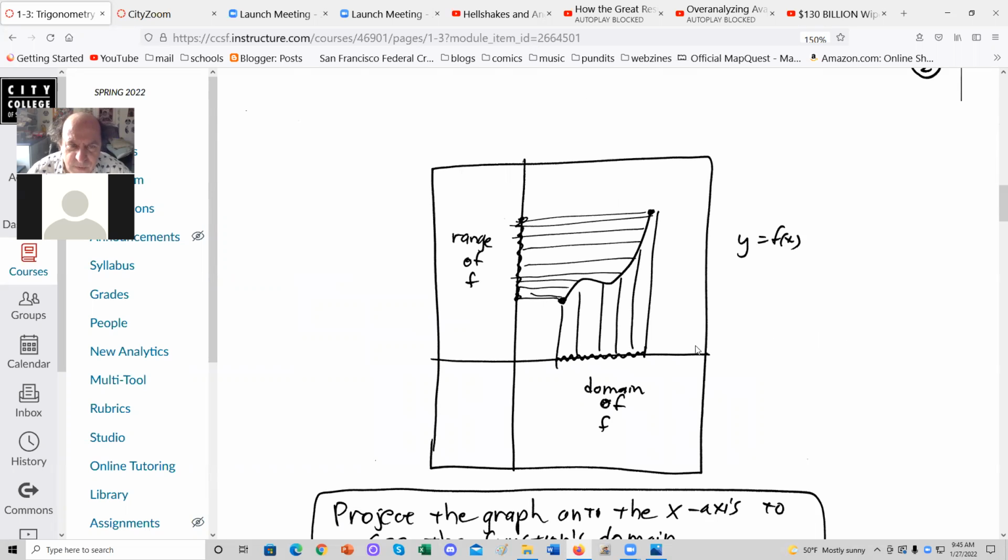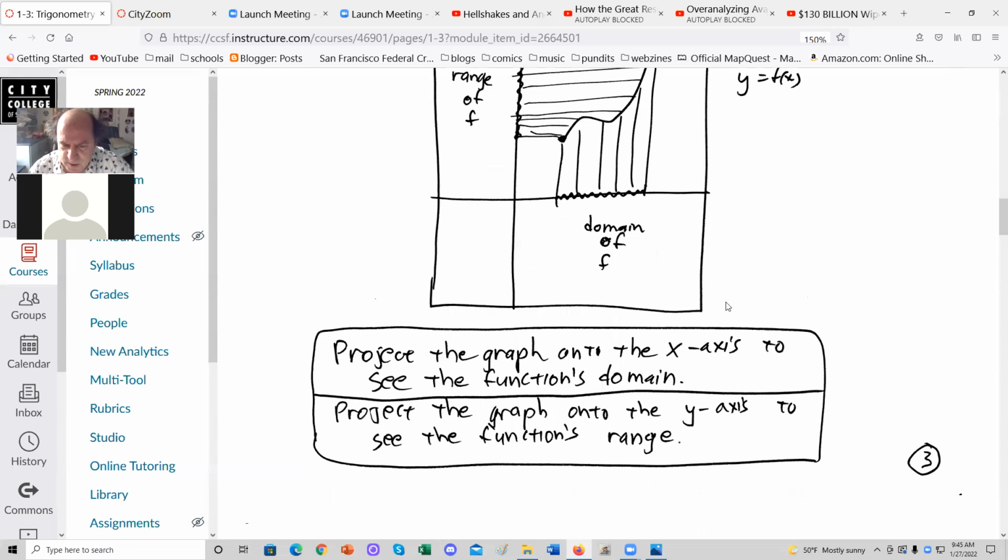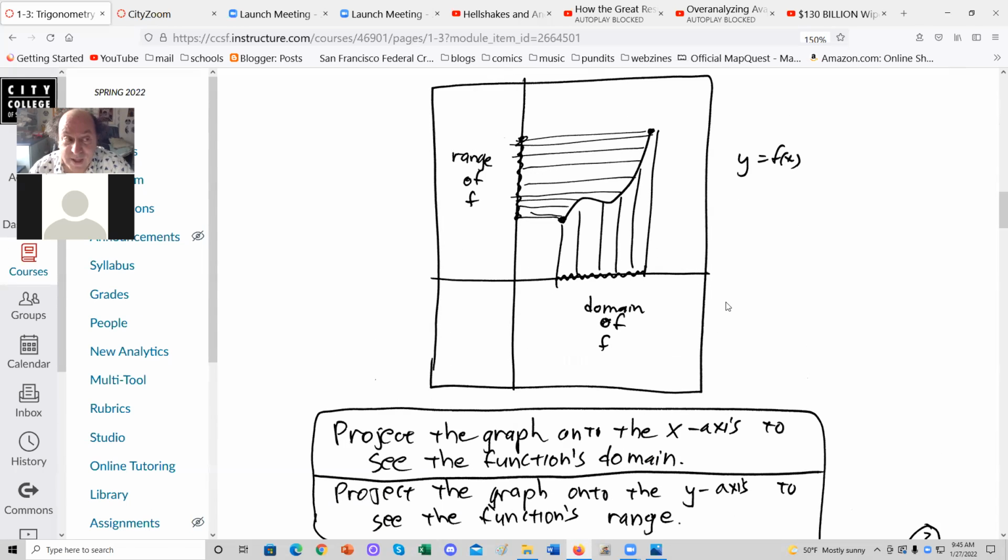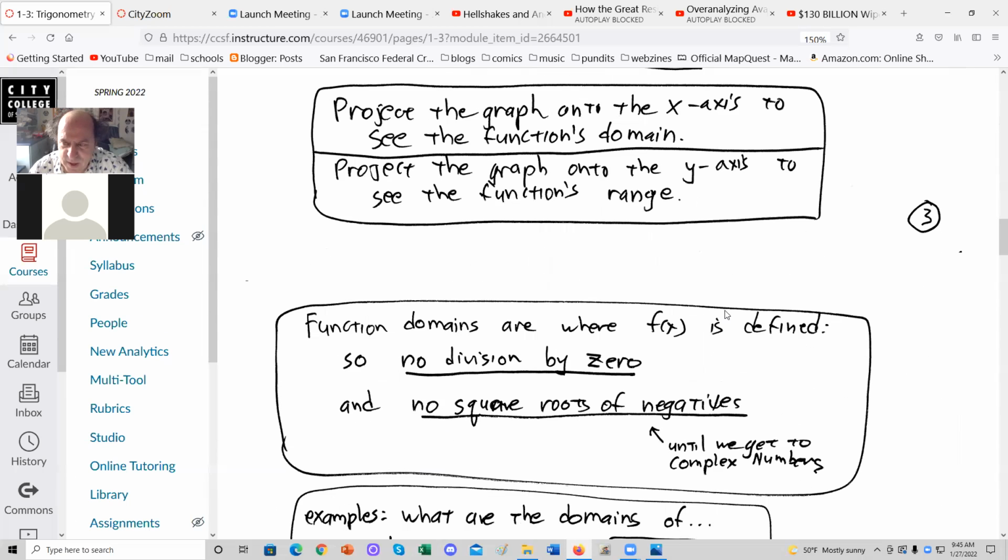If you take the graph of a function here on the plane and you project it down to the x-axis, the shadow projected is the domain of f because it's the possible inputs. If you project it horizontally onto the y-axis, the shadow thus projected is the set of possible outputs, or the range of f. So this is how you can see the range and domain of a function.